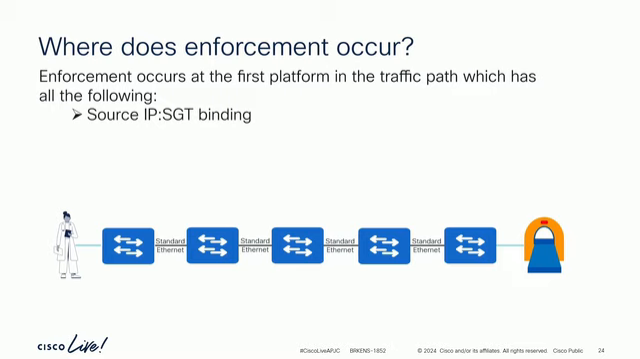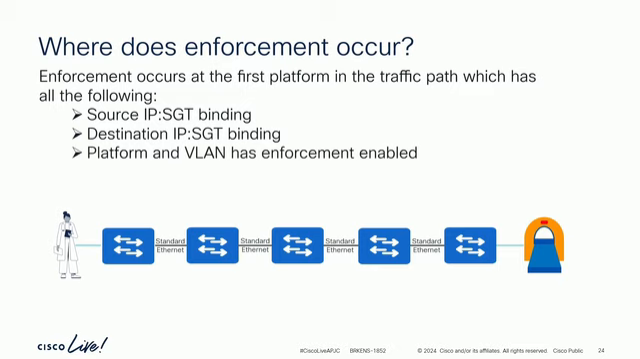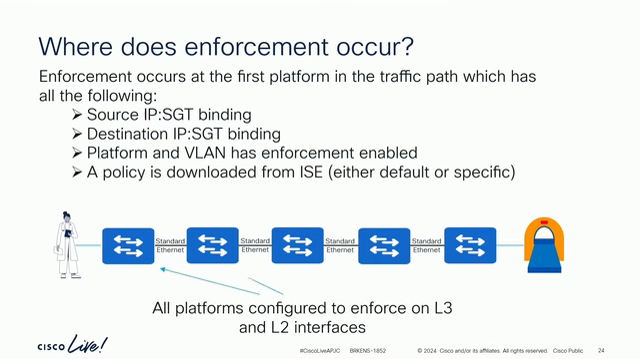The source IP to SGT binding. Now we know the left-hand switch has the source because it's connected, we've assigned the SGT, so it has the binding of the learned IP to the group in that left-hand switch. A switch also needs to know the destination IP to SGT binding, in this case the scanner. The platform and the VLAN have to have enforcement enabled. I said that's enabled. And a policy needs to be downloaded from ISE.